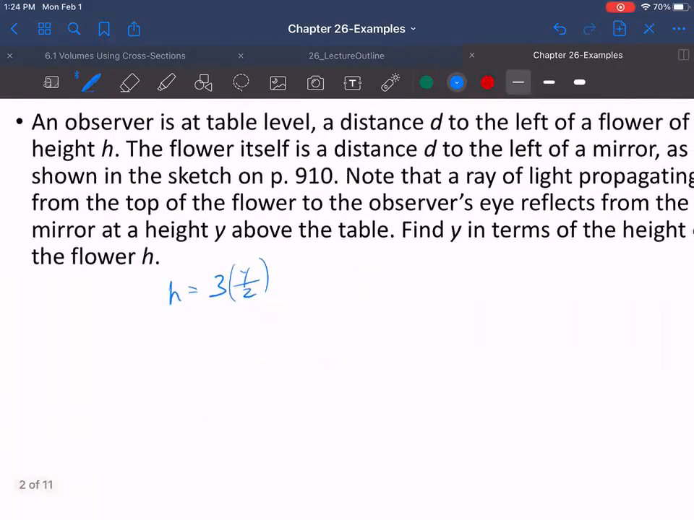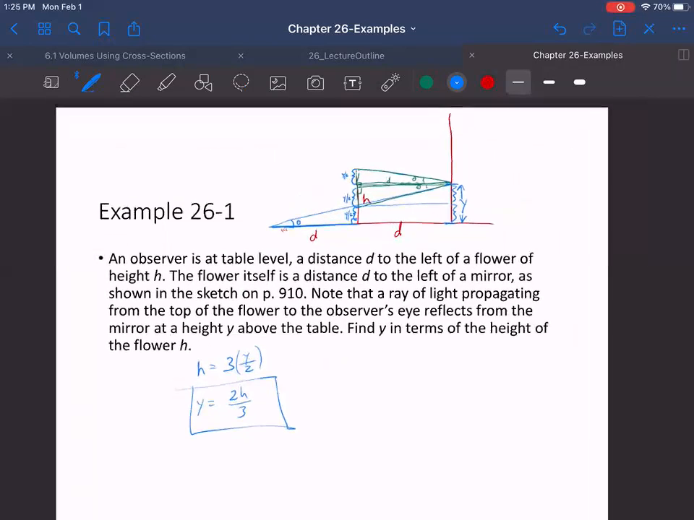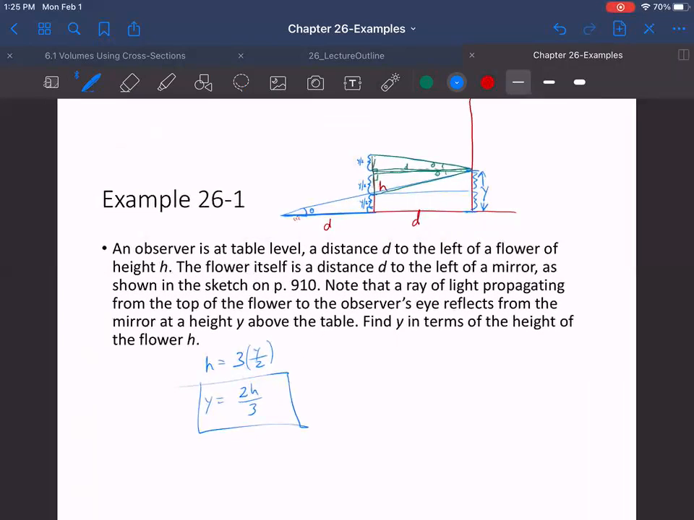Okay, and so there we go. We wanted to find y in terms of h though, so this becomes y equals 2h over 3. And that's it. So it's just all about using geometry for these plane mirrors, okay? If you can figure out other ways to do it, go for it. Any questions on it?